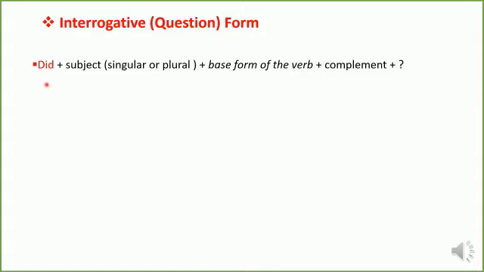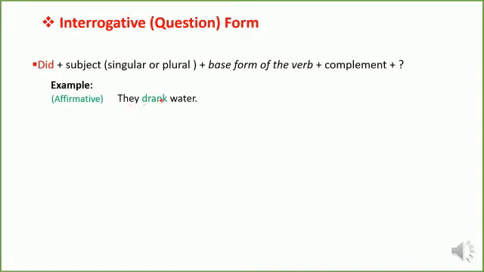if the sentence is in the past, of course, I have to start with the verb here, did. Verb to do in past, did. Okay, did plus subject, whether it is singular or plural, plus base form of the verb, plus complement, plus question mark. For example, in the affirmative, they drank water.